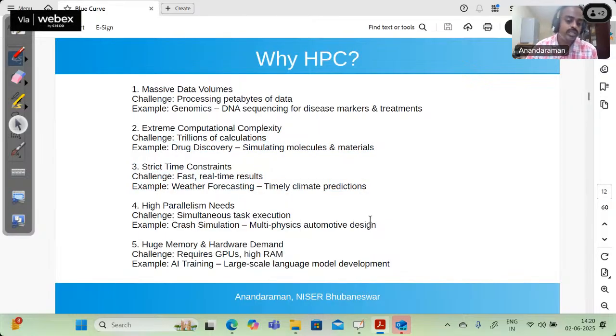A high need for parallelism, because the problem is divided into different chunks, each part is given to a different server, and then the result is collected. So parallelism is needed, along with huge memory and hardware demand. These are the needs for HPC. Otherwise, we could do all the operations on a single server itself.